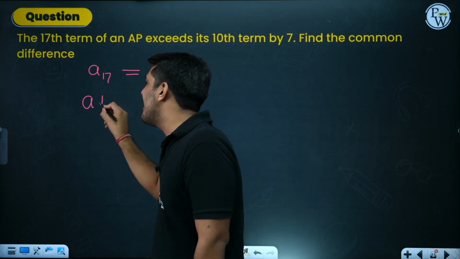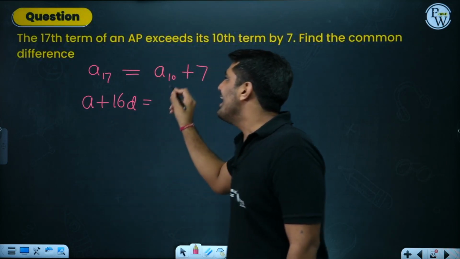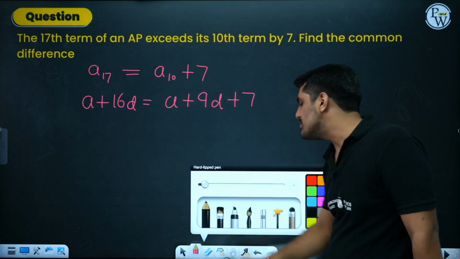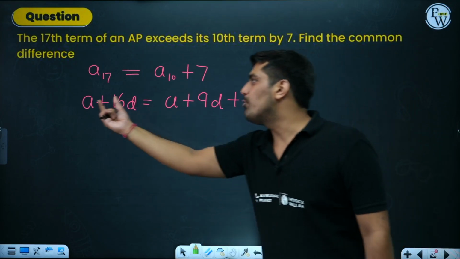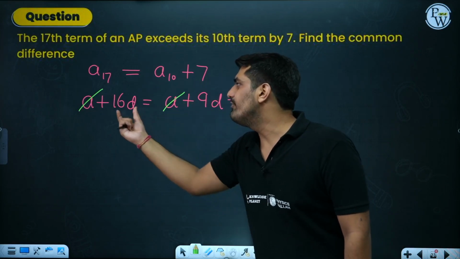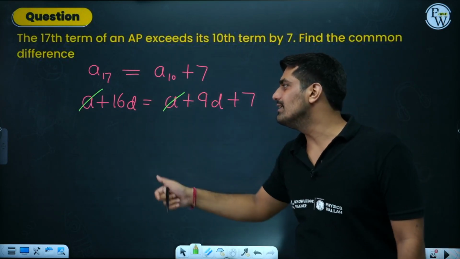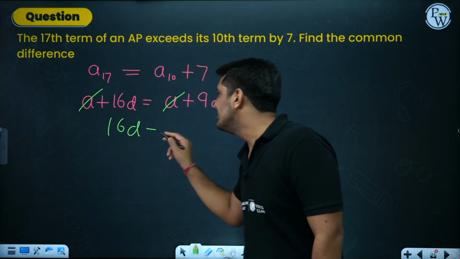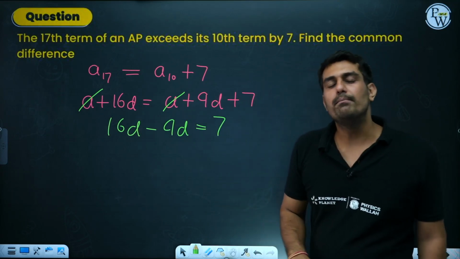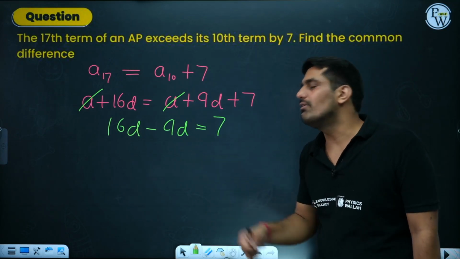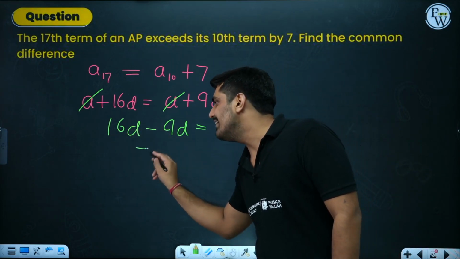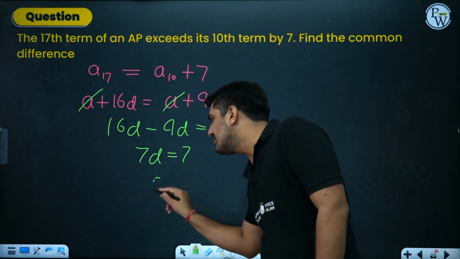How? A17 is nothing but A plus 16D. A10 is nothing but A plus 9D, and 7 was always there. If you observe carefully, we have positive A on both sides. So this A goes on the other side, and A and A will cancel out. You are left with only D. 9D goes on the other side: 16D minus 9D equals 7. 16 minus 9 will be 7D. 7D equals 7. From here I can calculate D.